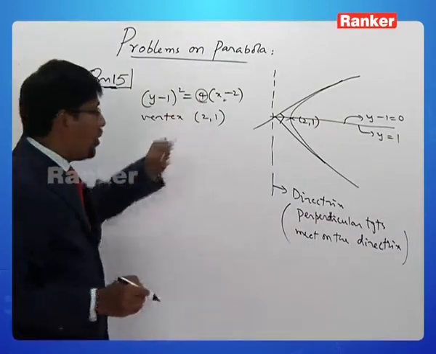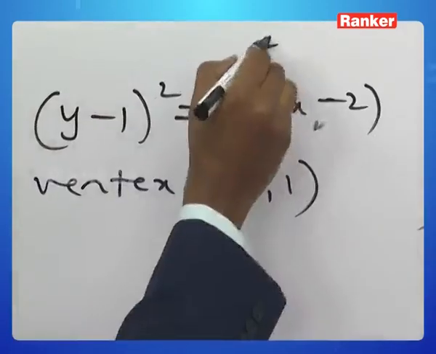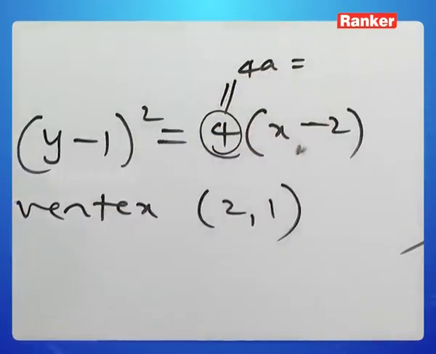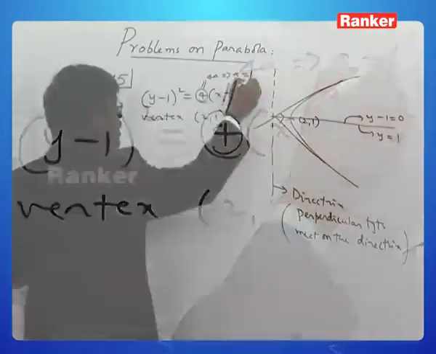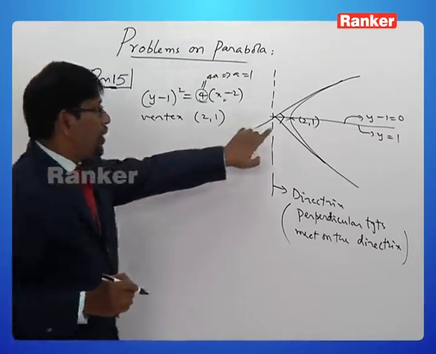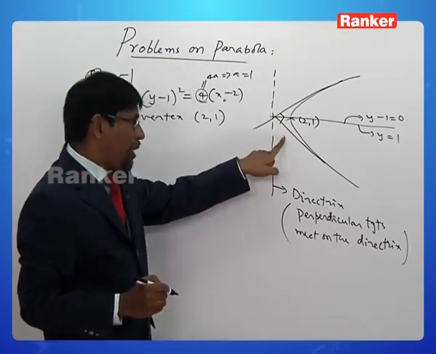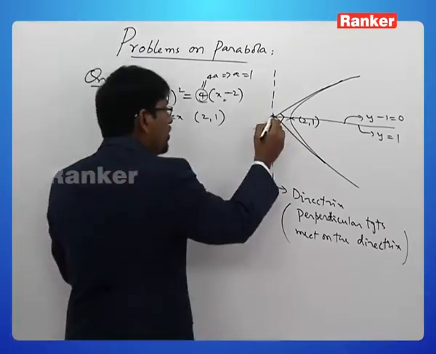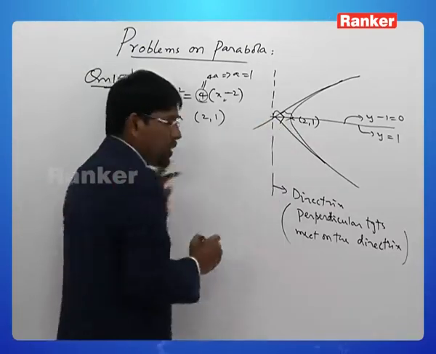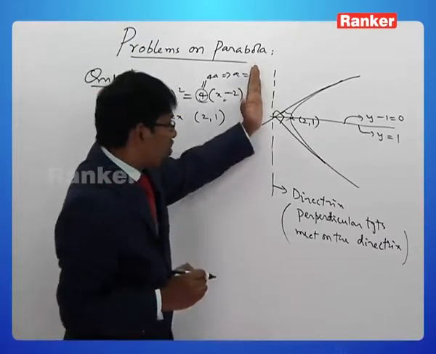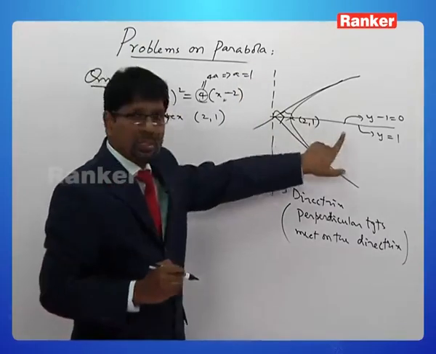4a is equal to 4. So this is 4a, that is 4a is 4, which implies a is equal to 1. We know that the directrix is a line which is at a distance of a units from the vertex, which is perpendicular to the axis.